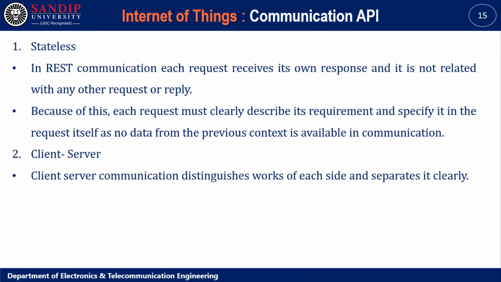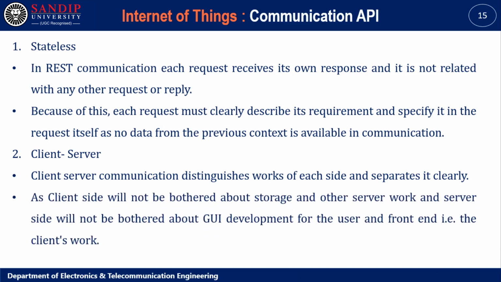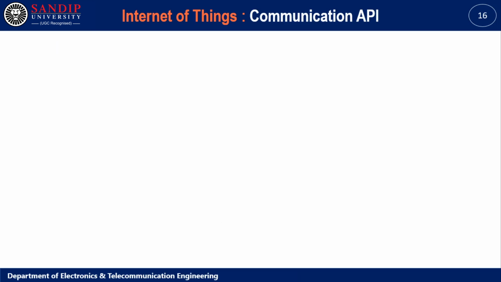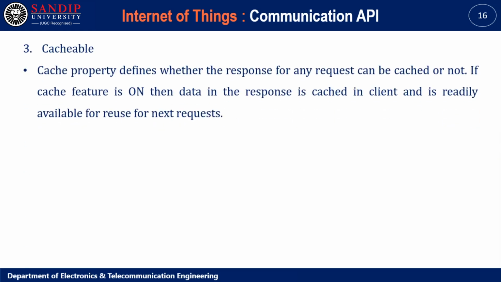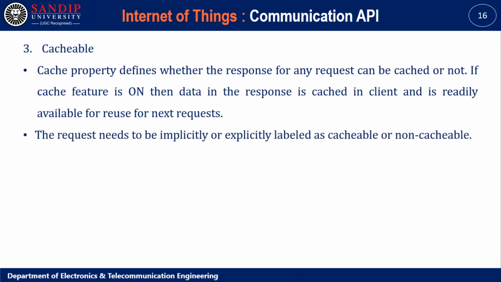Client-server. Client-server communication distinguishes the work of each side and separates it clearly. The client side will not be bothered about storage and other server work, and the server side will not be bothered about the GUI development for the user and front end, that is the client's work. Cacheable. The cache property defines whether the response for any request can be cached or not. If the cache feature is on, then data in the response is cached in the client and is readily available for use for next requests. The request needs to be implicitly or explicitly labeled as cacheable or non-cacheable.